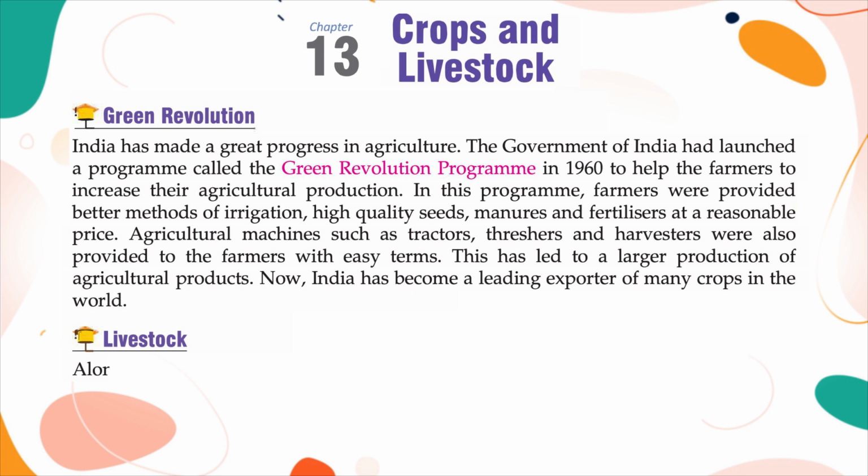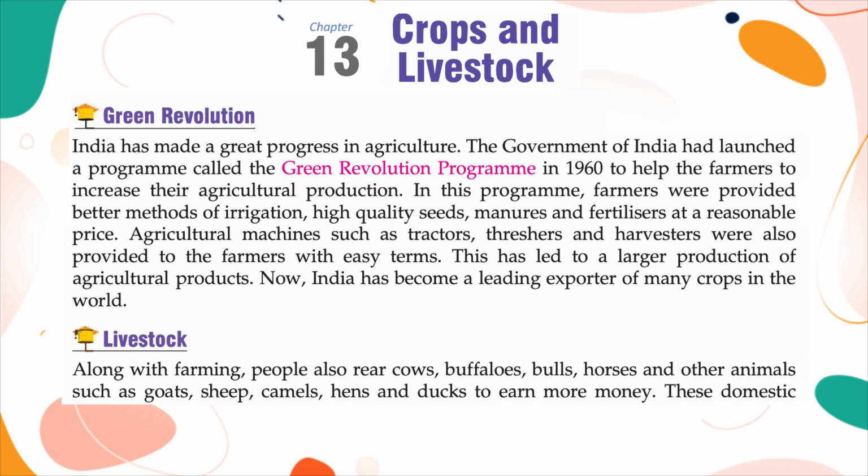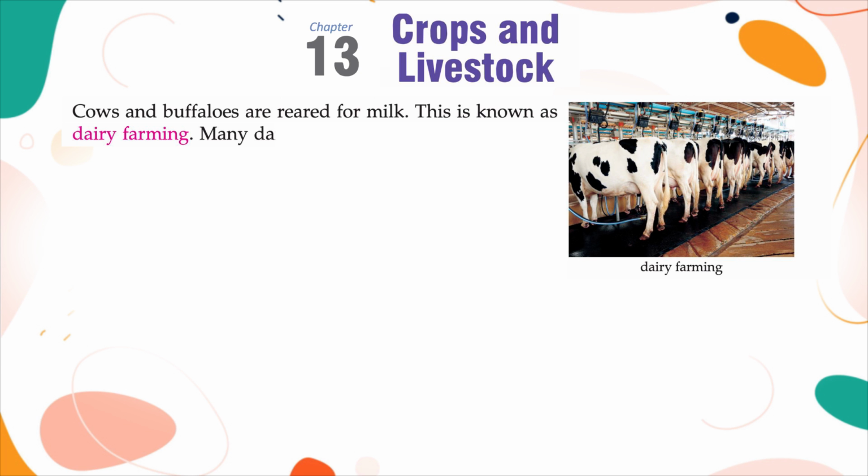Livestock. Along with farming, people also reared cows, buffaloes, bulls, horses, and other animals such as goats, sheep, camels, hens, and ducks to earn more money. These domestic animals as a whole are called livestock. Cows and buffaloes are reared for milk. This is known as dairy farming. Many dairy products are made from milk.